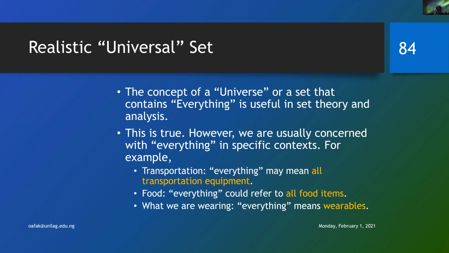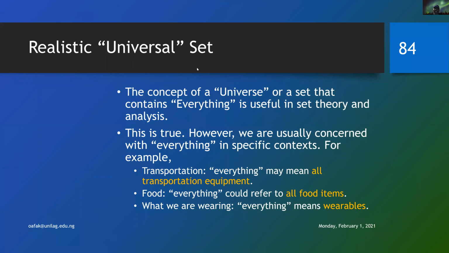Once we have identified our universe, any set in that universe, and the things that are not in that set, form the complement of that set in that context. So let us be careful that we know what a universal set is. What's the realistic universal set depends on: are we talking of transportation? Are we talking of food? Are we talking of what we are wearing? Are we talking of a crime database, which means all the criminals in the country? It depends on the context we are speaking on.